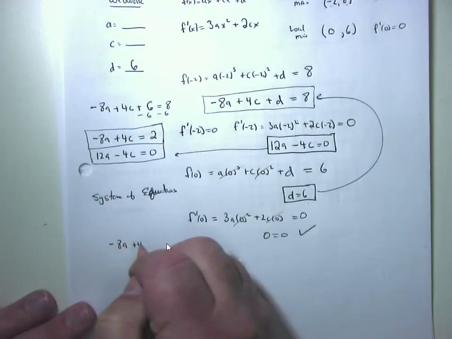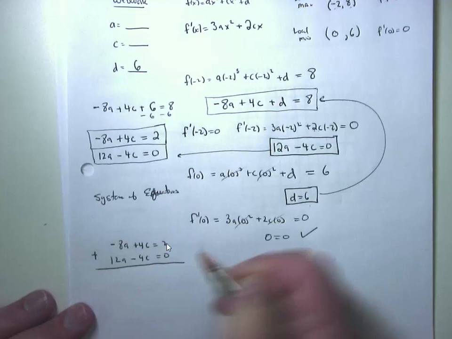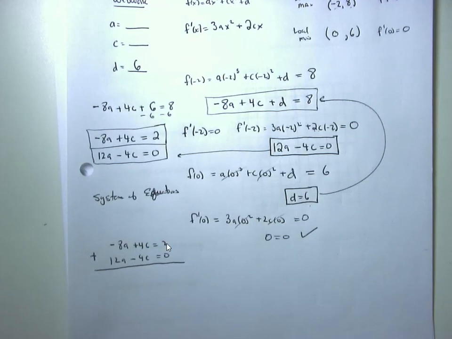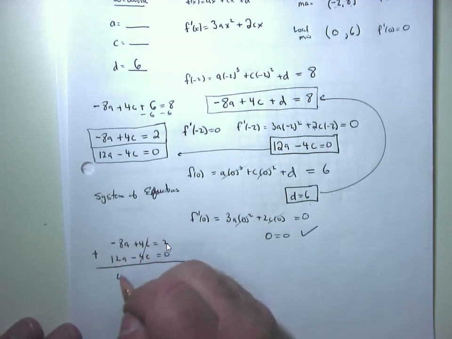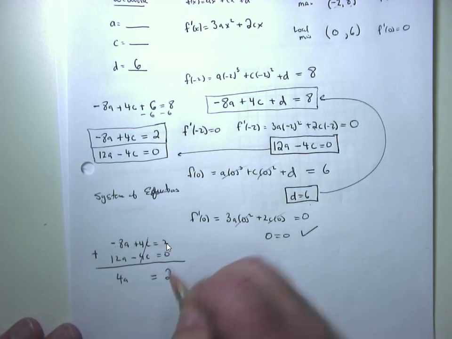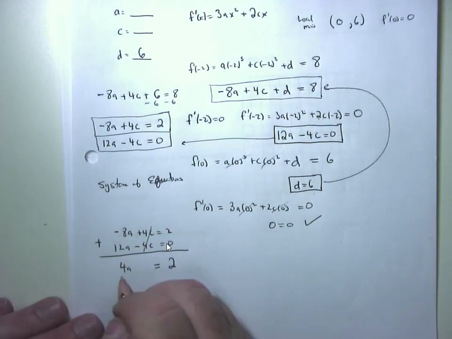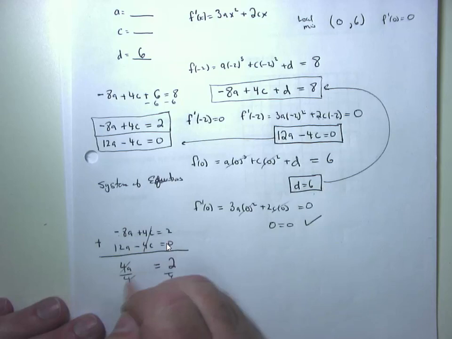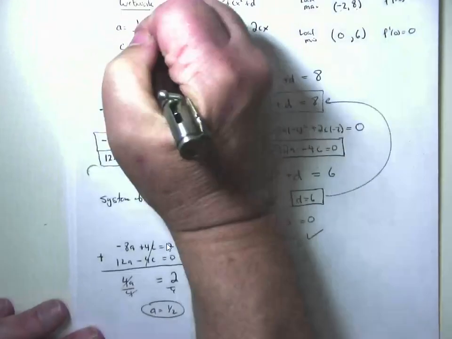-8A plus 4C equals 2, and 12A minus 4C equals 0. I'm going to add these 2 equations together, because if I add them together, what happens to my C variable? It cancels out. So I get -8A plus 12A is 4A. 4C minus 4C cancels, equals 2 plus 0, which is 2. Well, that's easy to solve for A now. Divide by 4 on both sides, and I get A equal to 1/2.